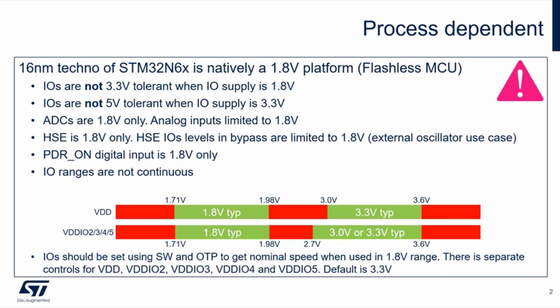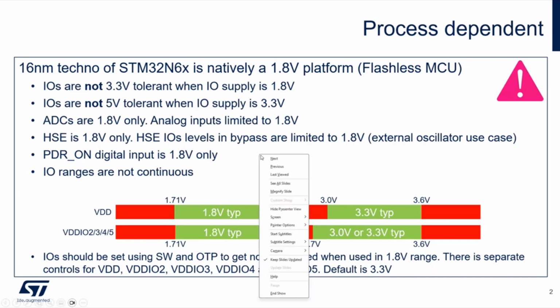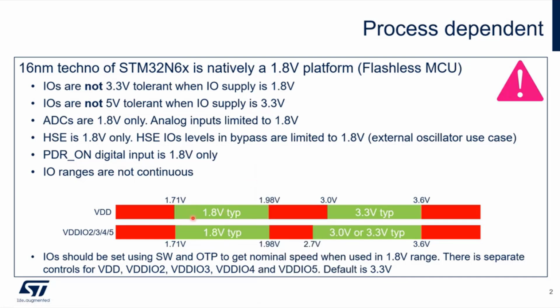However, 3.3 volt power supply is also supported, but the power supply range is not continuous, as you can see here. Let me switch to the laser pointer. So this is a very important feature, not continuous power supply range. You can select between 1.8 volt range or 3.3 volt range. The range in between is forbidden.